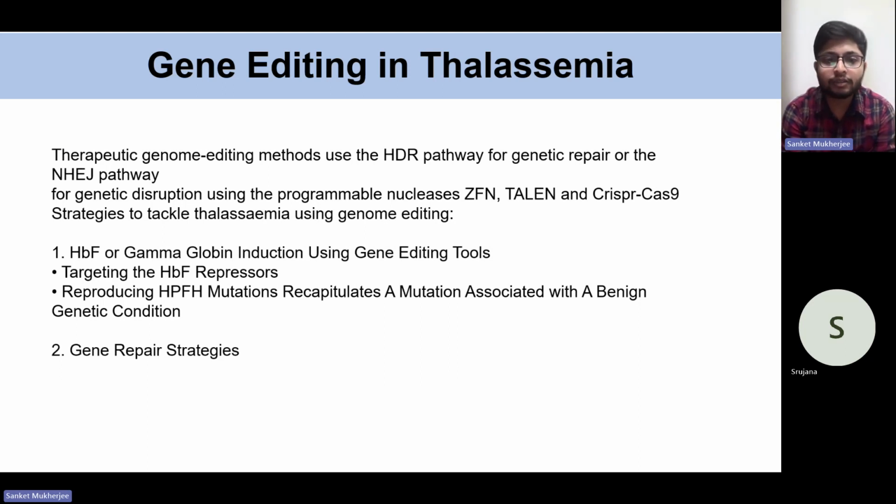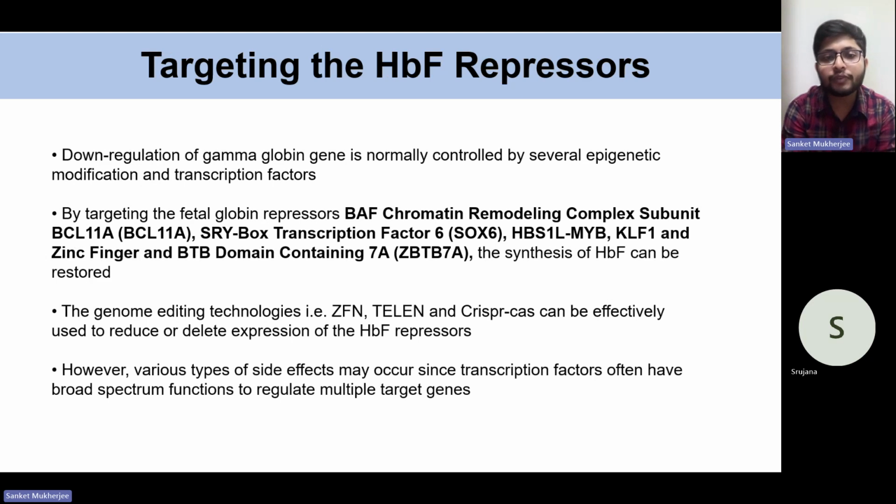Then we could introduce HPFH mutations that recapitulate a mutation associated with a benign genetic condition. Or we can have some gene repair strategies where the mutation in the beta globin gene can be repaired. So let's look at it. Downregulation of the gamma globin gene is normally controlled by several epigenetic modifications and transcription factors, and it is also developmentally regulated. So that's the thing.